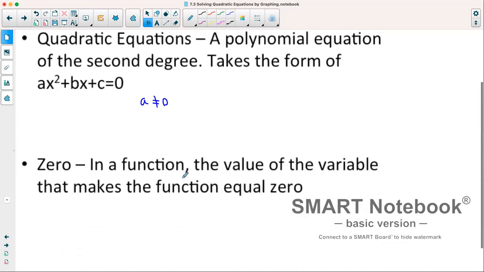Another definition is zero. Often in this section, you'll be asked to find the zeros. In a function, the value of a variable that makes our equation equal to 0 is our zero. This is also sometimes called our root.